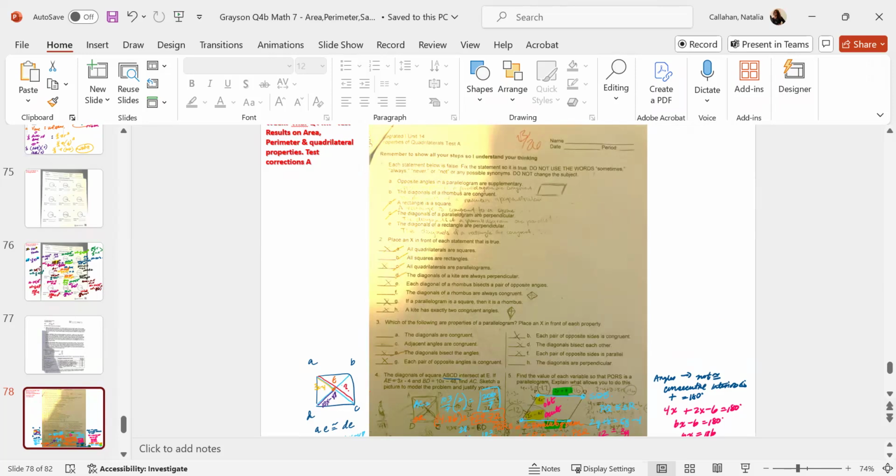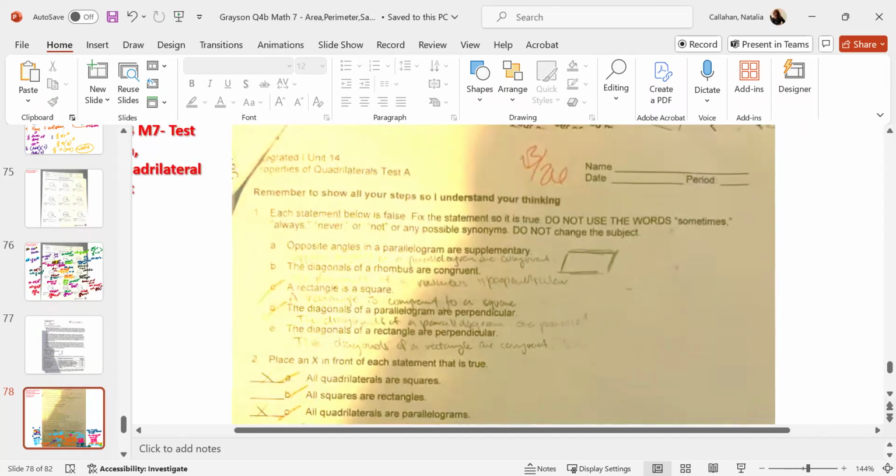Let's finish the last part of the text correction. Each statement below is false. Fix the statement so it's true. Do not use the word sometimes, always, never, or not, or any positive. Do not change the subject.